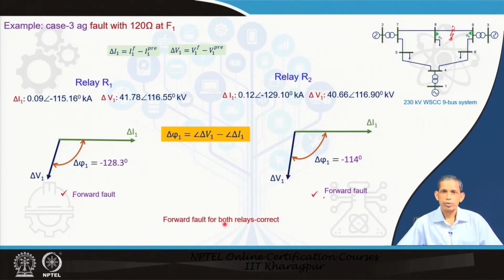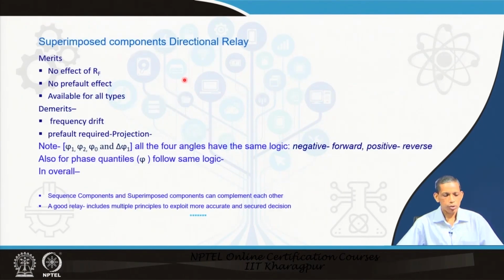And we see that the corresponding superimposed quantity is not affected by the fault resistance, and also it is not affected by the pre-fault current, because this is already subtracted from the fault quantity. So, we say that the merits of superimposed components of directional line are that it is not affected by RF, and not affected by the pre-fault as already mentioned. Being positive sequence based, this is available for all types of faults, unlike negative sequence and zero sequence components.